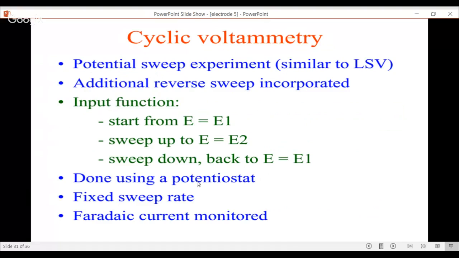It is done using a potentiostat. We have already told you that all these measurements have to be done using a potentiostat. We will see later on why it is so. Fixed sweep rate. I have already talked about the sweep rate. It has to be smaller, but it can be higher in cyclic voltammetry, but not in linear sweep voltammetry. We will come to all of those things. What you are monitoring is the Faradaic current. Faradaic current means the current due to the electrochemical reaction.